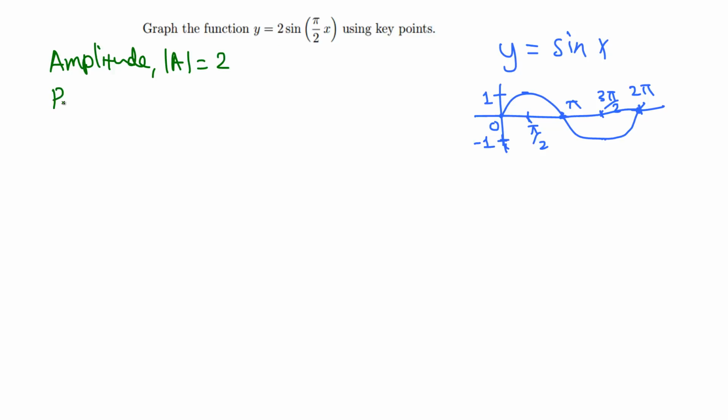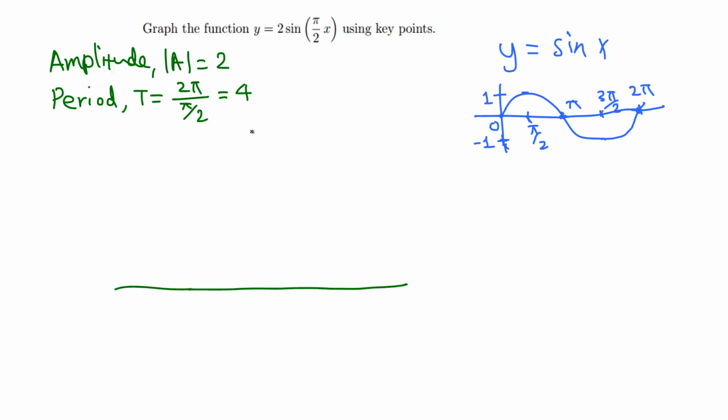And next we find the period, just to find one cycle for the function. It is 2 pi over omega. Omega means the coefficient of x, which is pi over 2 here. This 2 goes to the top. Pi and pi cancel. So 2 times 2 is 4. That means the period is 4, so we have to divide 0 through 4 into 4 equal parts.